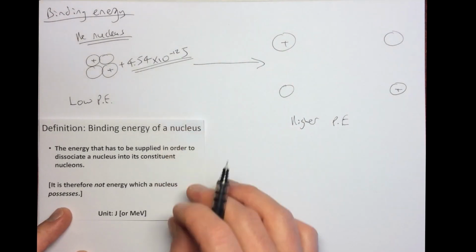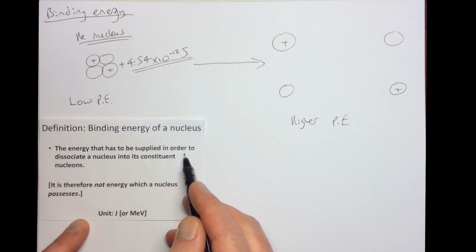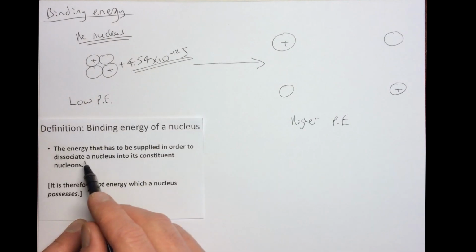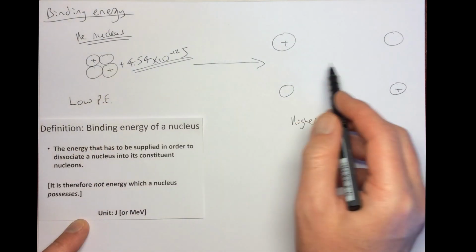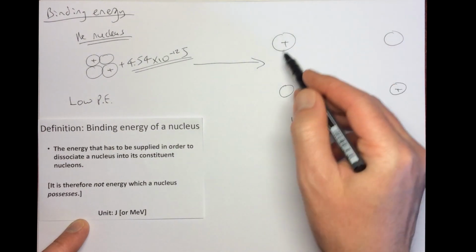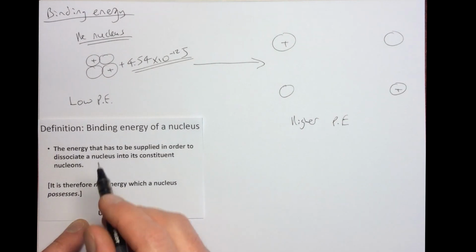Okay, so here's the definition. The binding energy of a nucleus is the energy that has to be supplied, so the energy supplied in order to dissociate a nucleus into its constituent nucleons. So to pull this nucleus apart so that then we have these dissociated nucleons that are individual and not bound together. Don't get confused here.